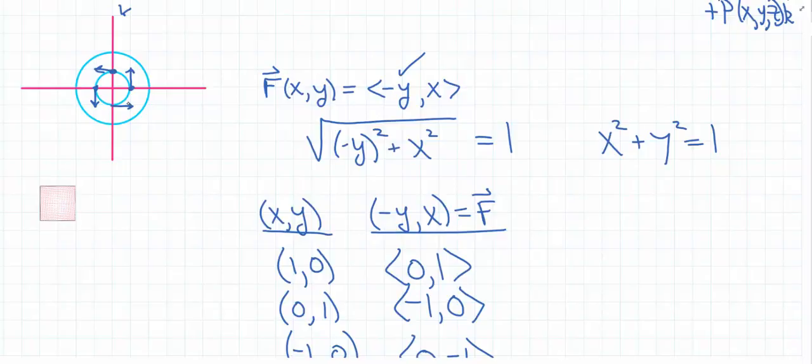Now, we could do the same thing for, I could say, well, now I'm going to plot some vectors of magnitude 2. So I could do this. I could set this equal to 2, and then we would get x squared plus y squared equals 4.